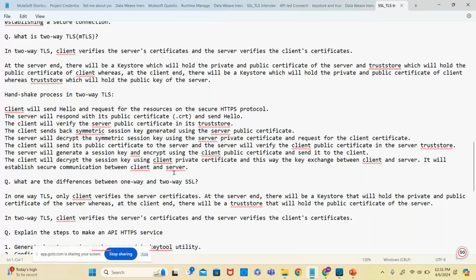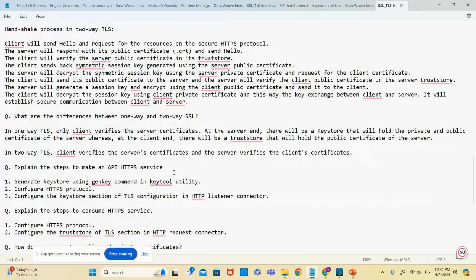Now, what are the differences between one-way and two-way SSL? Already we discussed. In one-way SSL, only the client verifies the server certificate. In two-way SSL, the client verifies the server certificate and the server verifies the client certificate. Mutual authentication will happen. That's why we call it mTLS also.